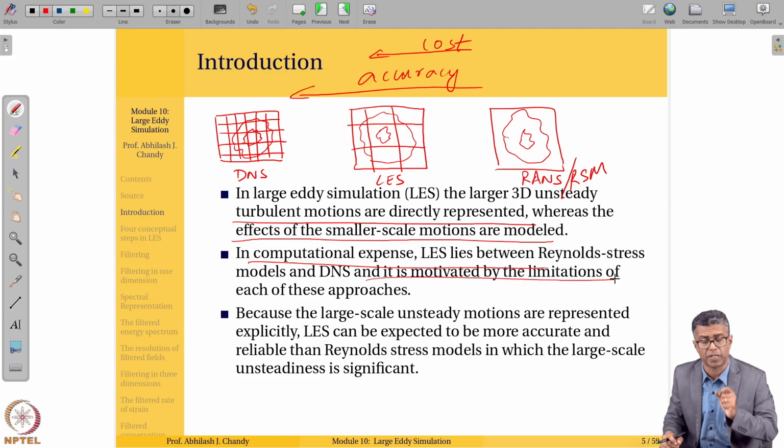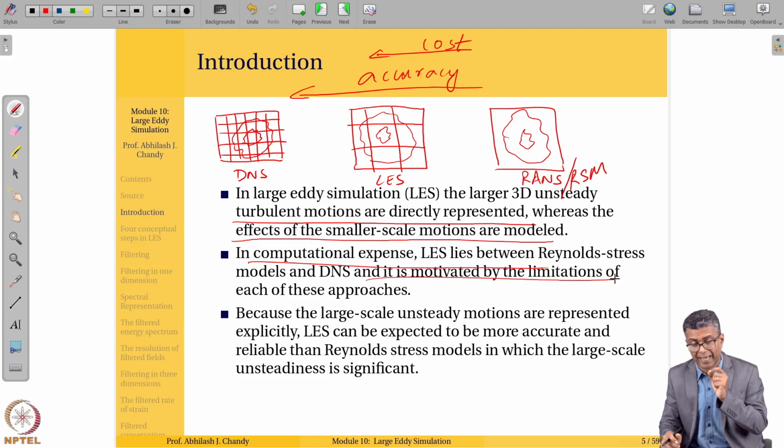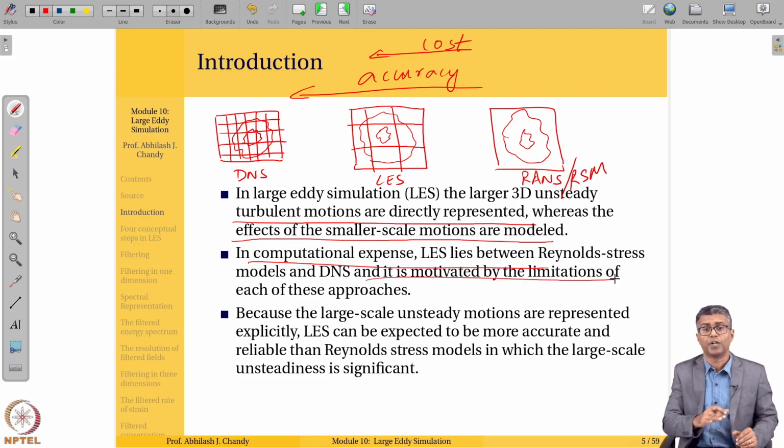Okay, what's the third point here? The large scale unsteady motions are represented explicitly. Like I said, your grid is fine enough to represent the large scale motions explicitly.